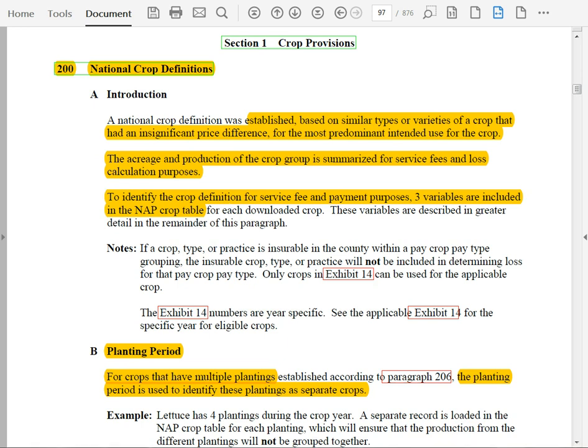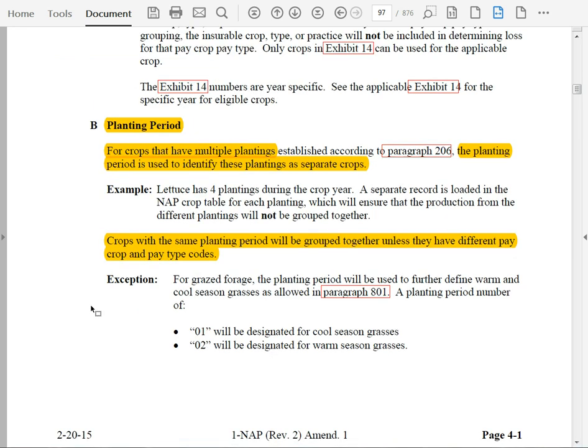To identify the crop definition for service fee and payment purposes, 3 variables are included in the NAP table. The first variable is the crop's planting period. We'll discuss multiple planting periods in paragraph 206, but suffice to say, crops which have multiple planting periods are considered to have different crop definitions between these periods. In other words, all acreage planted to a single planting period for a particular crop is grouped together under a single crop definition. Acreage which is planted to the same crop in 2 or more planting periods are considered to be separate crops for service fee and loss calculation purposes.